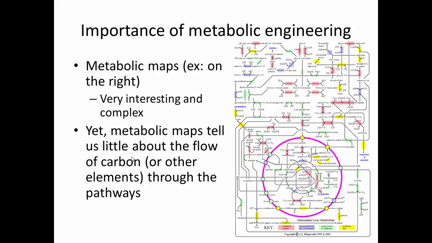But these metabolic maps tell us little about the flow of carbon. How much carbon is flowing into the TCA cycle? How much is flowing out of it at any given turn of the TCA cycle? We don't know about the flow of carbon or even any other elements through these pathways that are shown on this map. Just like a regular map, a road map, is going to show you what streets are in a given town, but they're not going to tell you how fast you're going to go when you get from one point to another.